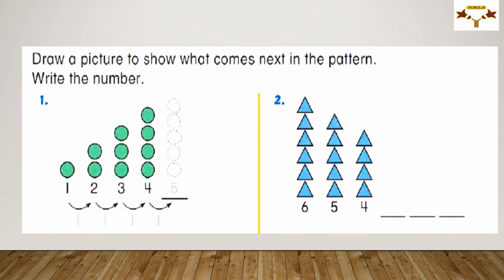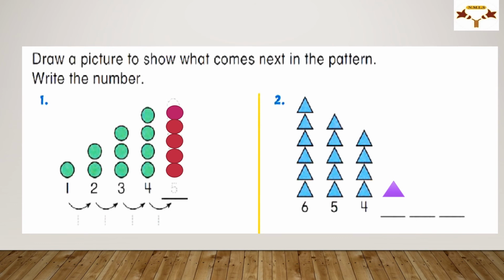Draw a picture to show what comes next in this pattern. Here I start with 1 dot, here 2, then 3, then 4, then the next will be 5. So we're going to draw 5 circles. 1, 2, 3, 4, 5. So it will be 5 circles.